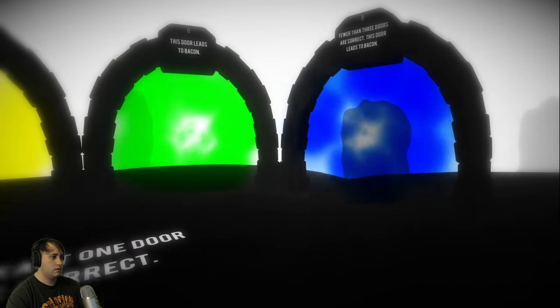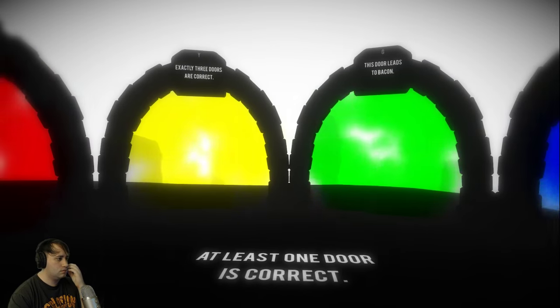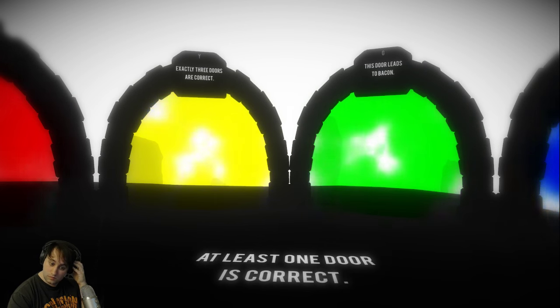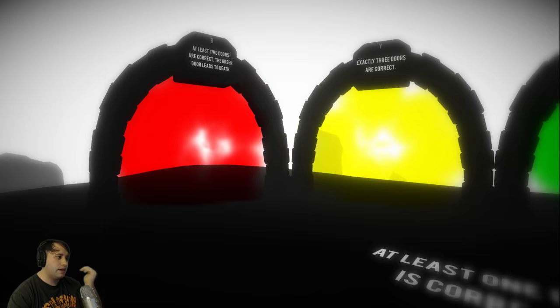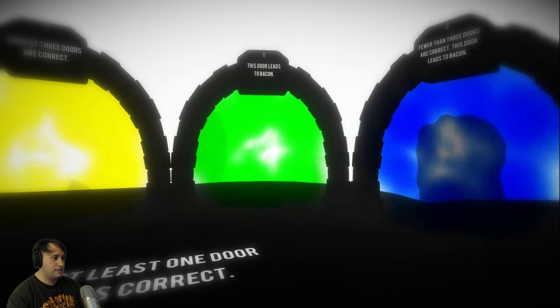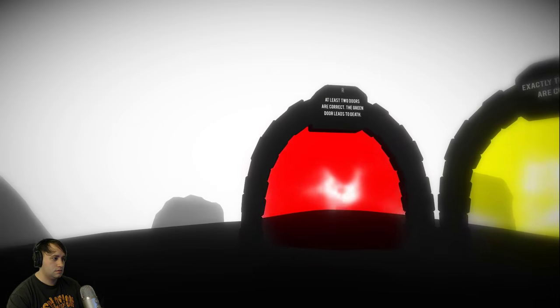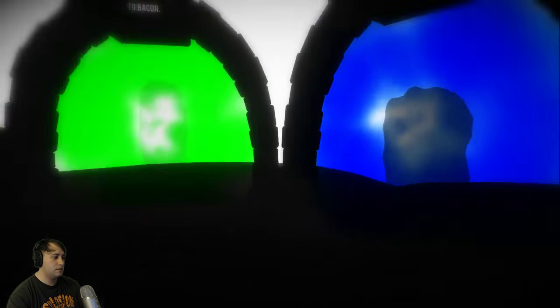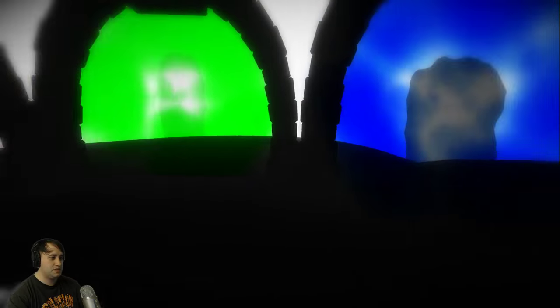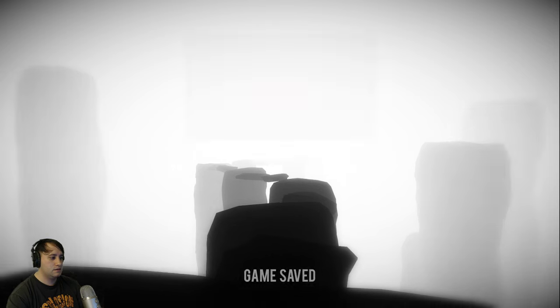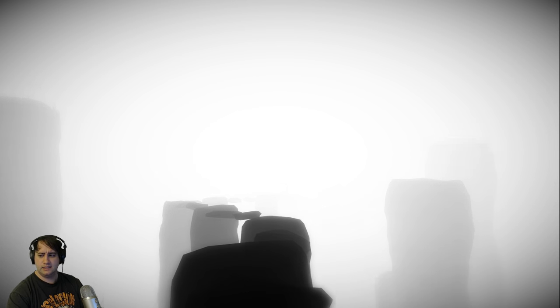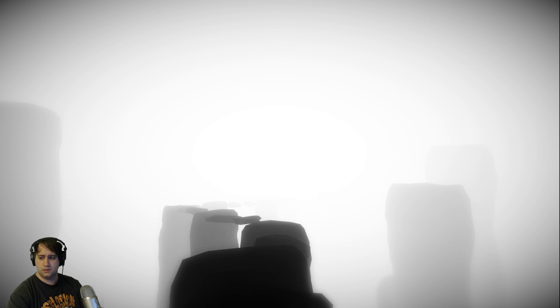How far back are we? Oh, okay, sure. Okay, well, if exactly two doors are correct, meaning red is correct and blue is correct, then this door leads to bacon. So, having eliminated this possibility, that one's easy. It isn't real. Whoa!